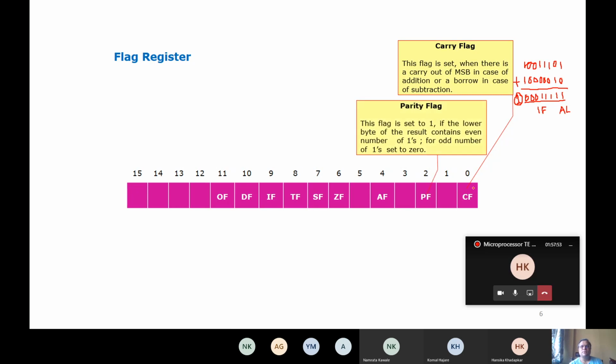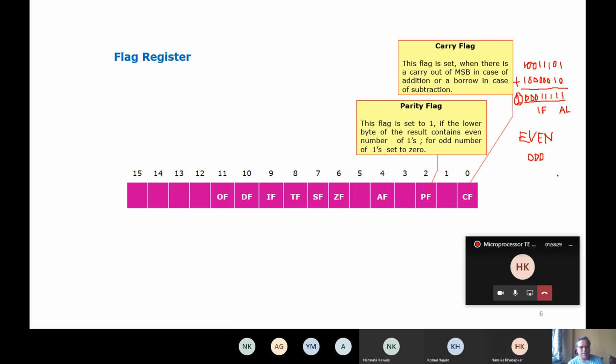So this is a carry flag. Then the next flag we will explain is known as the parity flag. So you might have heard about parities. There can be two types of parities. The parity can be either even parity or odd parity. Have you heard about even and odd parity? Yes, sir. Okay, so when do you say the parity is even? When the number of ones is even.